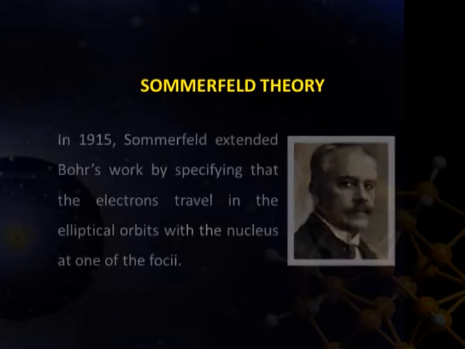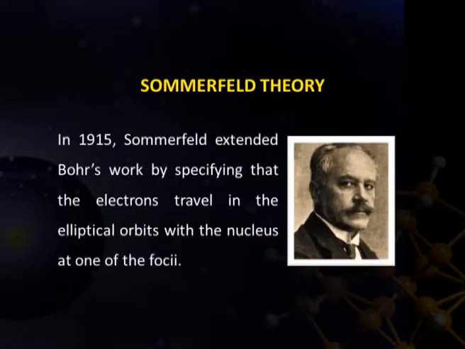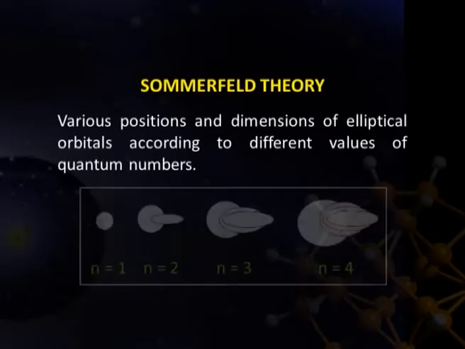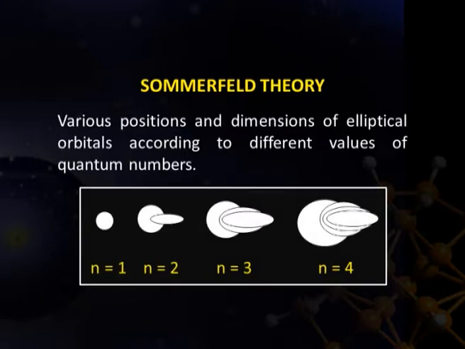Sommerfeld theory. In 1915, Sommerfeld extended Bohr's work by specifying that the electrons travel in an elliptical orbit with the nucleus at one of the foci. As the orbit broadens, the lengths of the two axes become closer. As soon as they become equal, the orbit becomes circular. Thus, the circular orbit is only a special case of elliptical orbit.